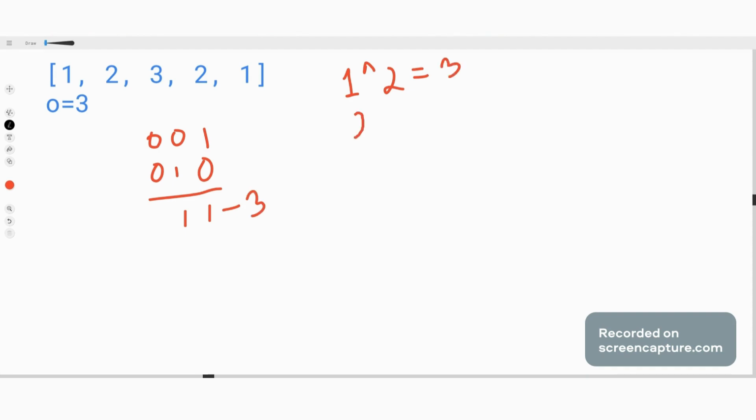Okay, so now 3 XOR 3. See, the numbers are same, so we will definitely get a 0.